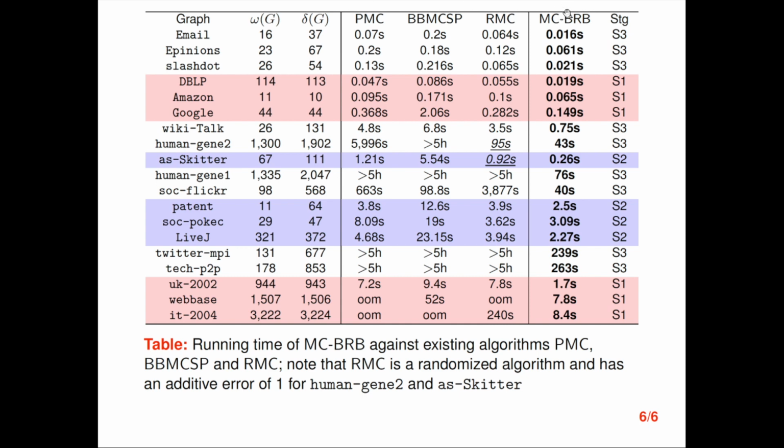Among the 19 graphs, we can see our algorithm finishes in linear time for 6 graphs shown in red in the table. That is, it stops at stage 1. For another 4 graphs shown in blue in the table, our algorithm finishes in near linear time. That is, it stops at stage 2.